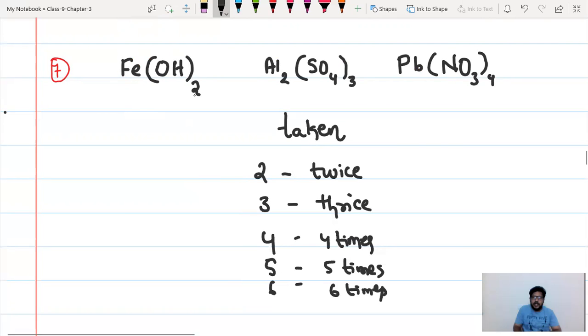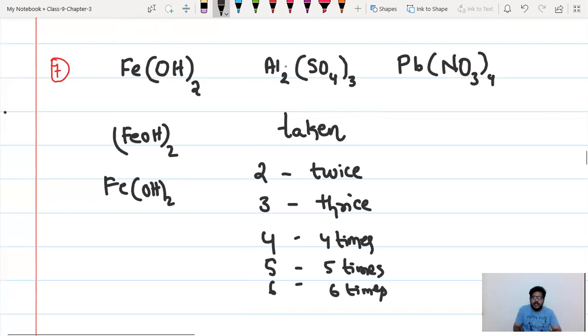FeOH taken twice. You have to give a small gap, at least 0.5 seconds, while you are pronouncing it. FeOH taken twice. If you say FeOH taken twice without the gap, it sounds wrong. Al2, SO4 taken thrice. Pb, NO3 taken 4 times. So if you have 5, Pb, NO3 taken 5 times. Like that you have to pronounce this.